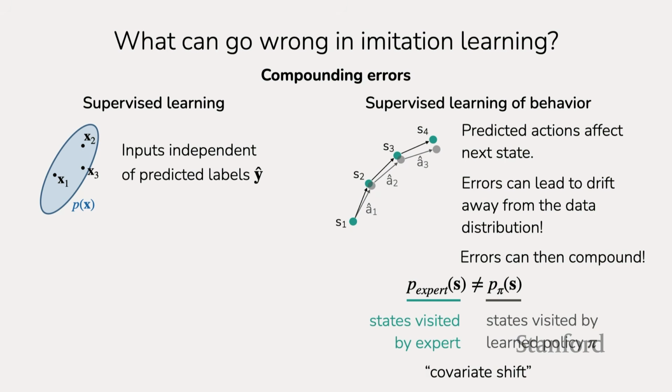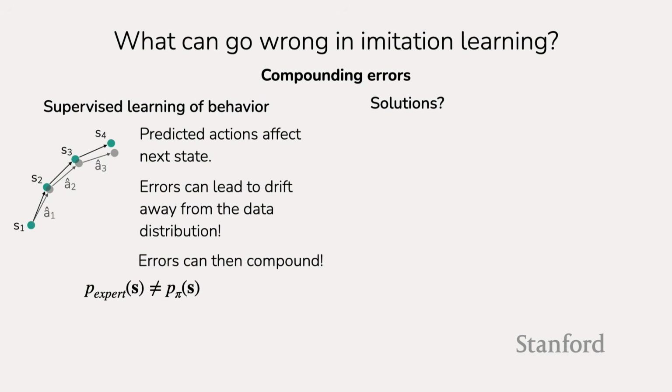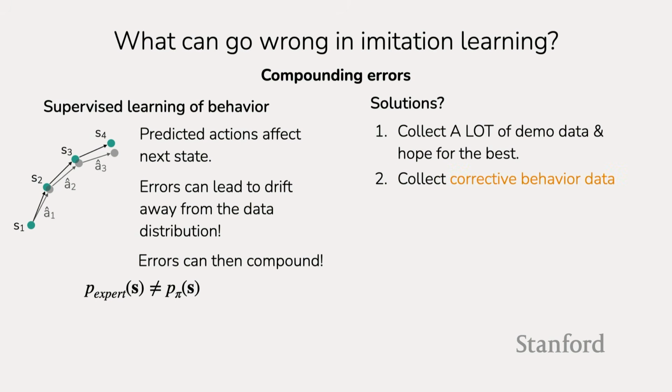So how can we address this? One solution is just to collect a ton of data, train for as long as possible to fit the data as well as you can, and hope for the best. If you have the capacity to do this, it's not a terrible solution. But there's also some other solutions. And these solutions are actually quite popular in practice.